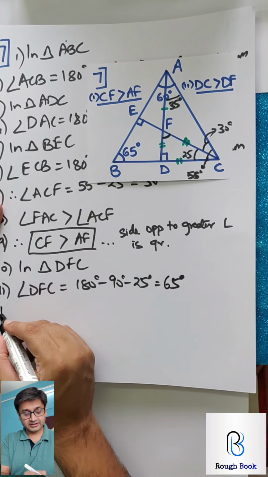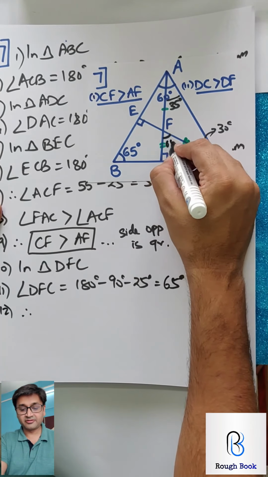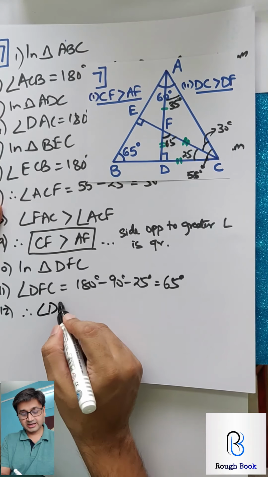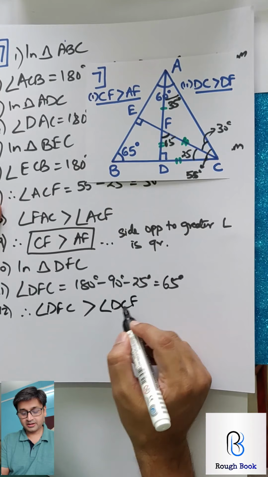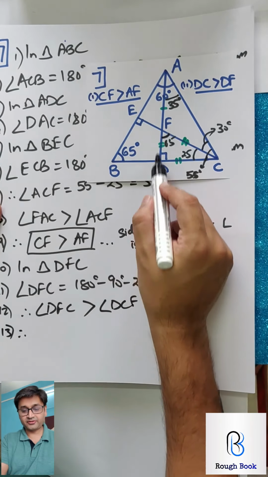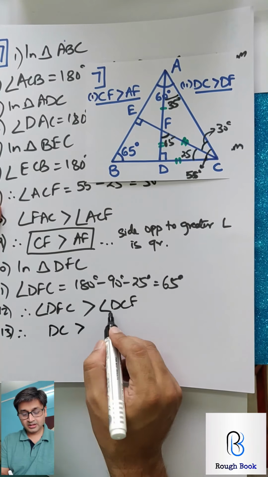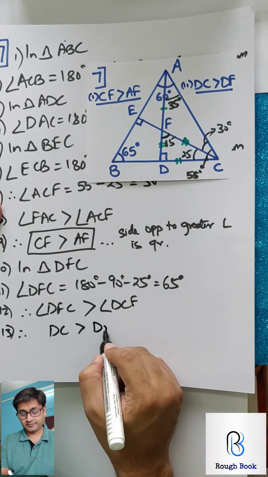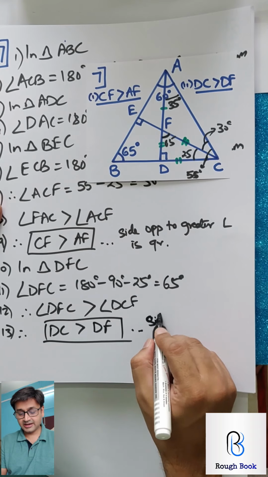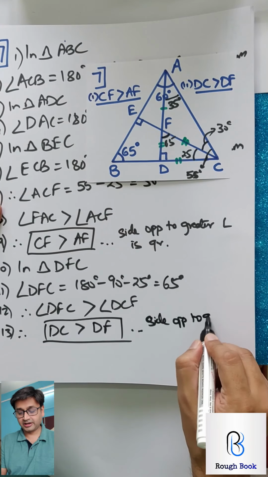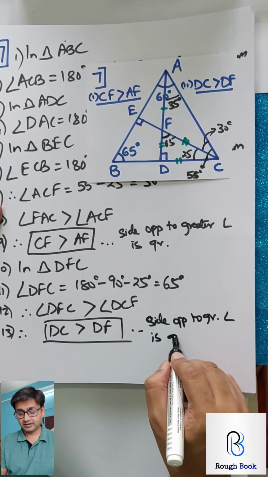60, 70, 80, 90. Correct. So therefore this is 65. So this is bigger. So angle DFC is greater than DCF. Correct. And therefore DFC opposite is DC, greater than opposite is DF. So we managed to get a second part. Again, reason: side opposite to greater angle is greater.